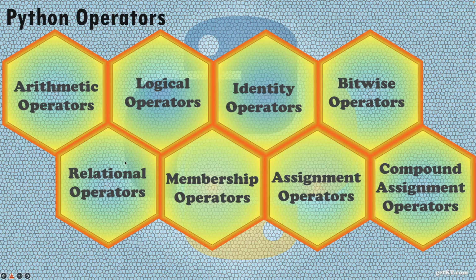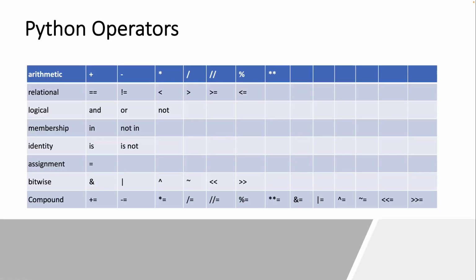There are many operators in Python. They are categorized into arithmetic operators, logical operators, identity operators, bitwise operators, relational operators, membership operators, assignment operators, and finally compound assignment operators, and there are miscellaneous operators also. Why do you need all these operators? Because you need an operator to create an expression.